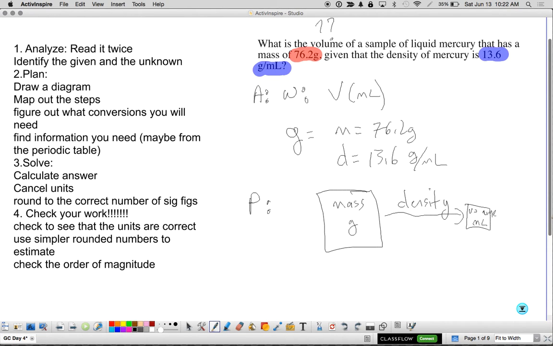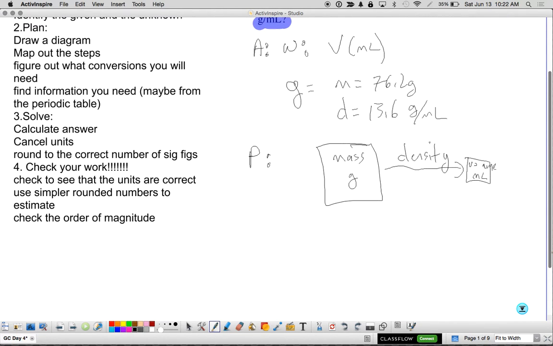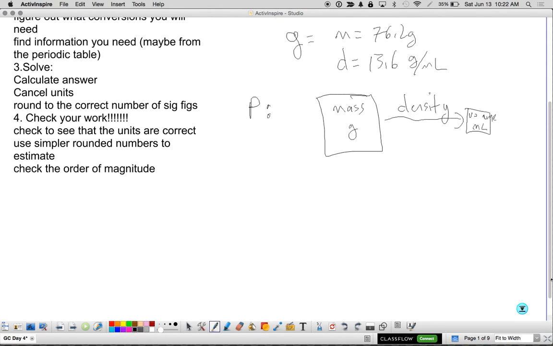Now, the next step is to solve. This is what people try to jump to before they're ready. But now I have a plan. I'm going to go from the mass using the density. And the solve is usually in chemistry just a dimensional analysis problem. Occasionally, you'll need to solve for the variable that you want. But this time, this is just dimensional analysis.